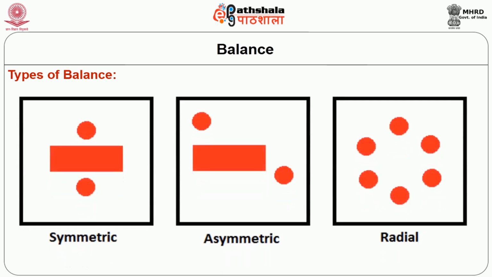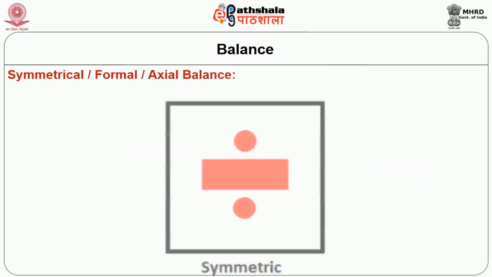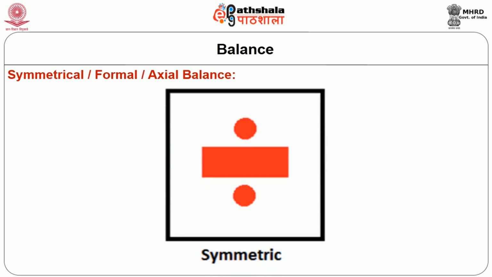Types of balance. There are three types of balance. One is symmetrical, formal or axial balance. Two is asymmetrical, informal or occult balance, and three is radial balance. One, symmetrical or formal or axial balance.